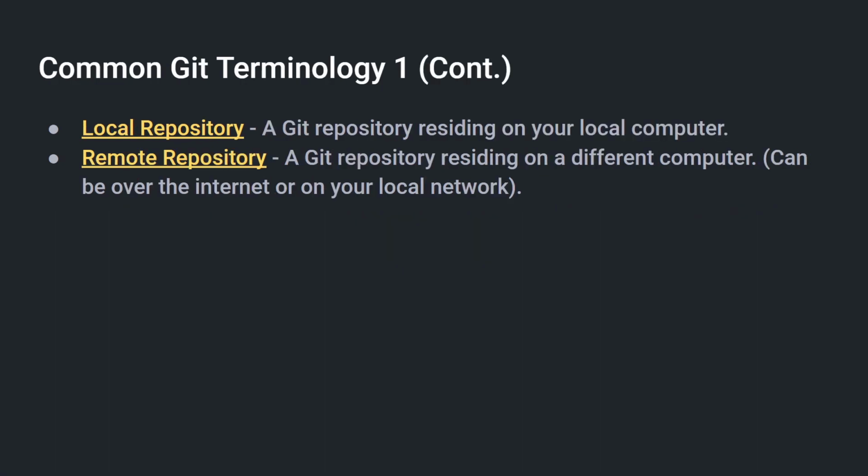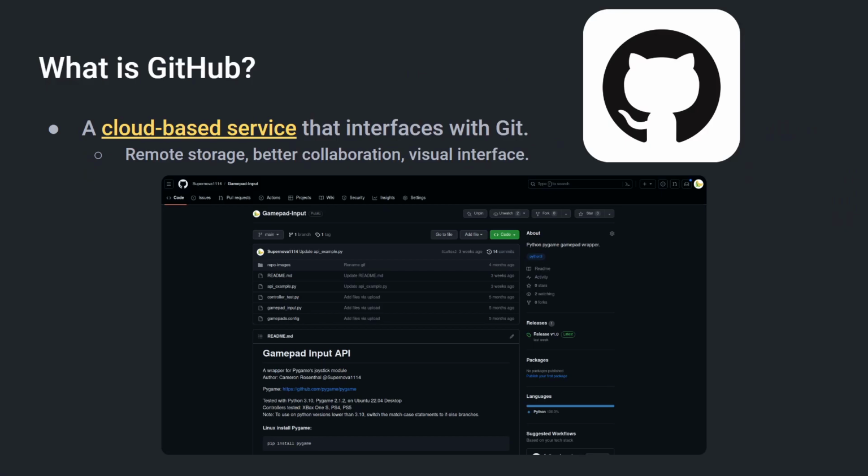All right, let's talk about what is a local repository. A local Git repository is one that resides on your local computer. And a remote repository is a repository that resides on a different computer. This can be on your local network, for example, or it can also be on the internet. For example, we were talking about GitHub previously. This would be an example of a remote repository.